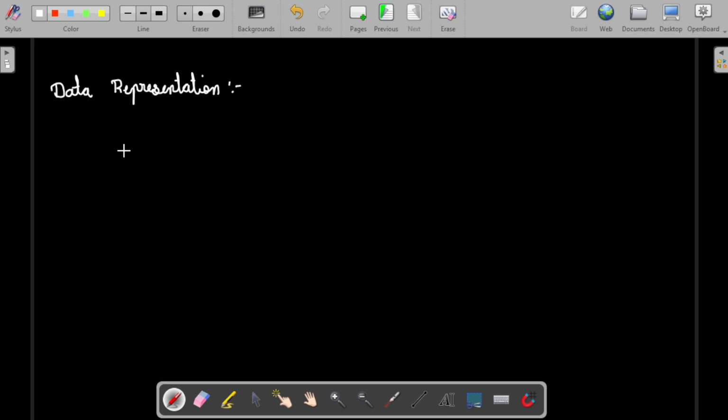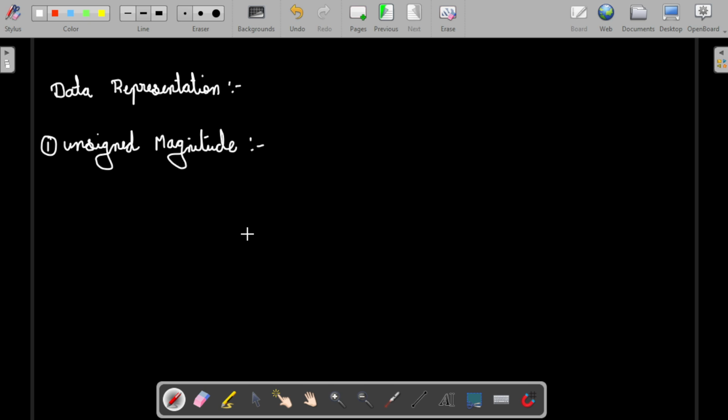There are four kinds of data representation that we will follow. The first thing is unsigned magnitude. So unsigned magnitude representation is one of the very simple ones to understand. So there are four things, and we go one by one. So this is unsigned magnitude.